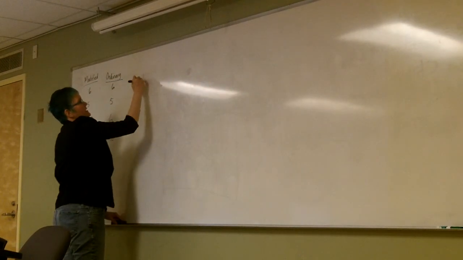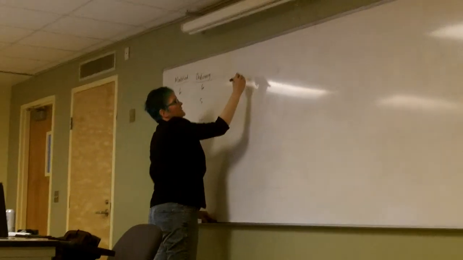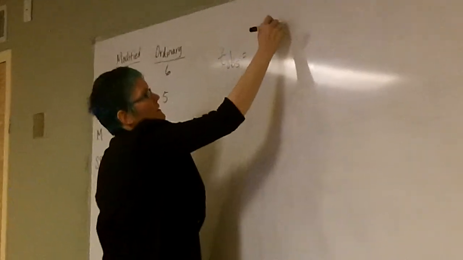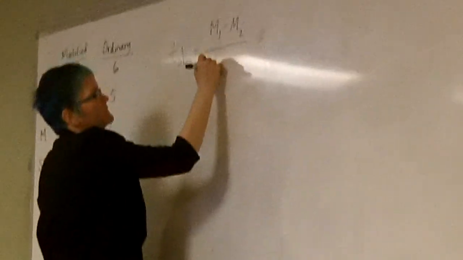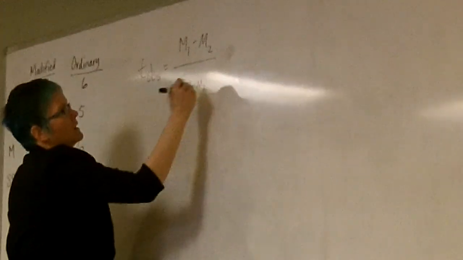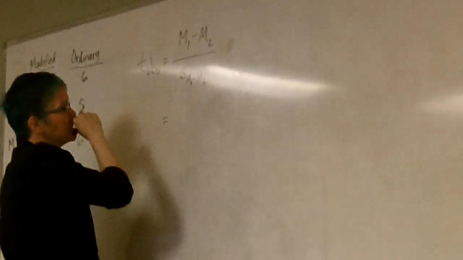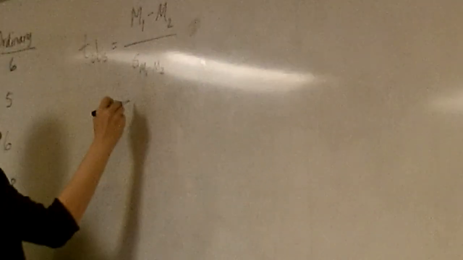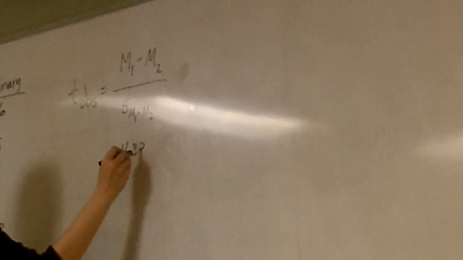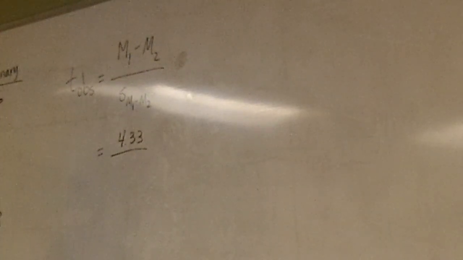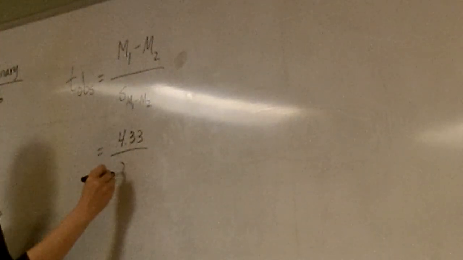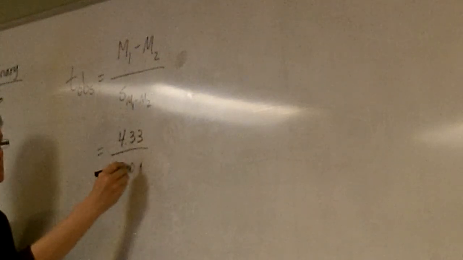So now we're going to calculate T observed. And that's going to be our mean difference over our estimated standard error. And we determined that this is 4.33 over, what was our estimated standard error again? 2.01. And so if I calculate that value, what do I get? 4.33 divided by 2.01.